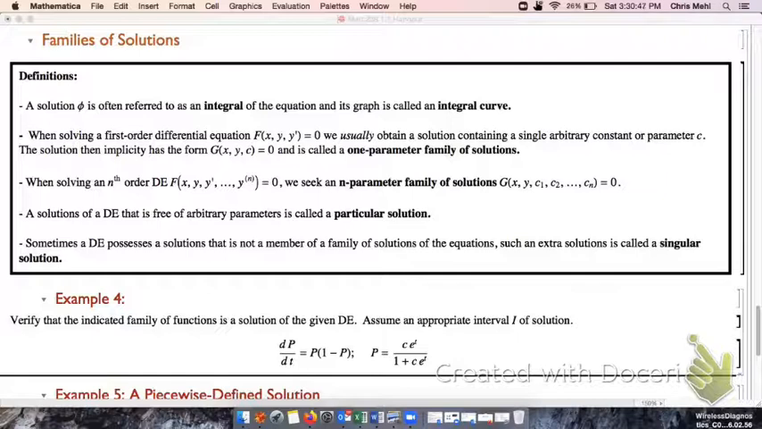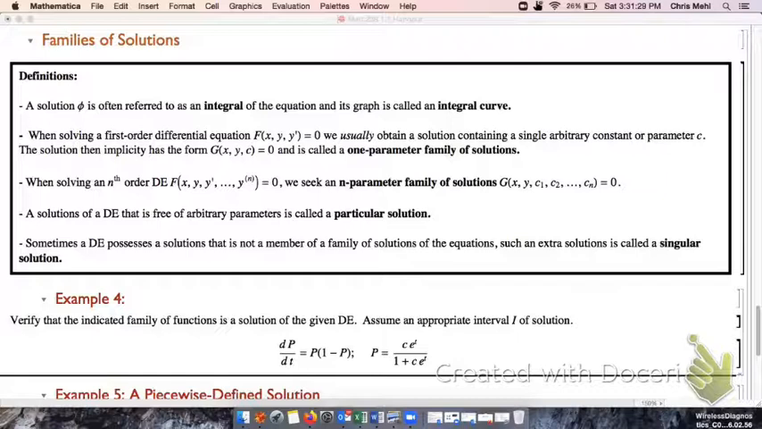And then second bullet, when solving a first-order differential equation, that would be in the general form, you usually obtain a solution containing a single arbitrary constant or parameter c. The solution then implicitly has the form g of x, y, c equals 0. So that'd be the implicit form. It'd be some function involving x, y, and c. Okay. That is called a one-parameter family of solutions. So a first-order differential equation only has a one-parameter family of solutions.